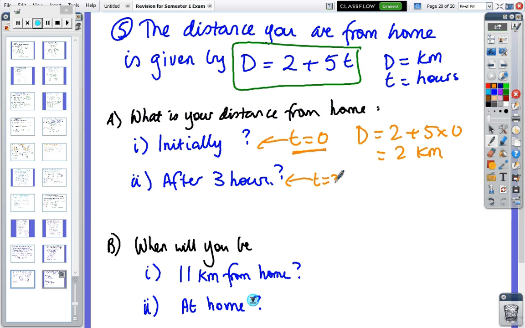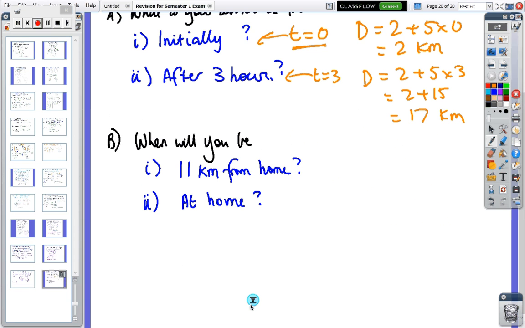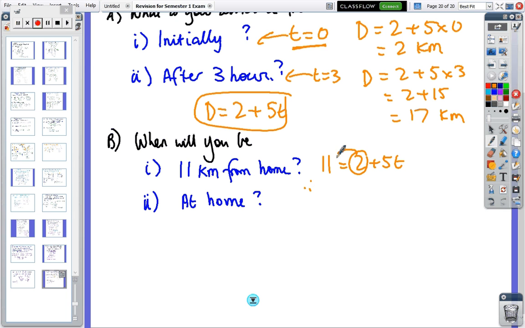Okay, this one says t equals 3 straight away. So we've got 2 plus 5 times 3 equals 2 plus 15. So after 3 hours you are 17 kilometres from home. Okay, so I think the formula is d equals 2 plus 5t. Okay, when will you be 11 kilometres from home? So 11 is the distance, equals 2 plus 5t. Take the 2 across, so 9 equals 5t. So t equals 9 on 5 hours, or the decimal equivalent, 1.8 hours.